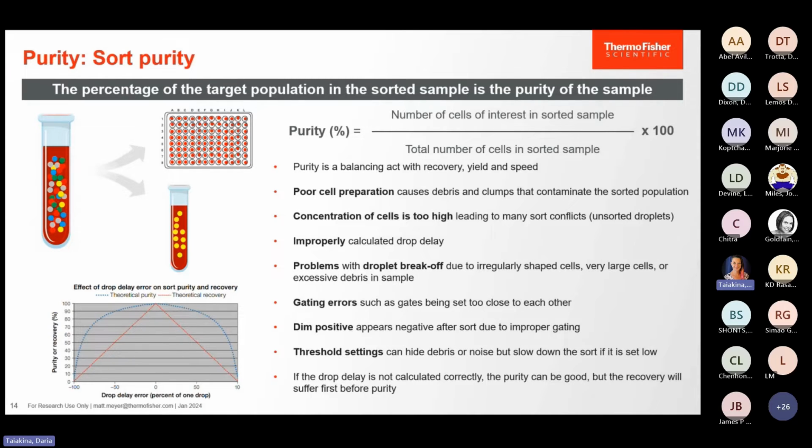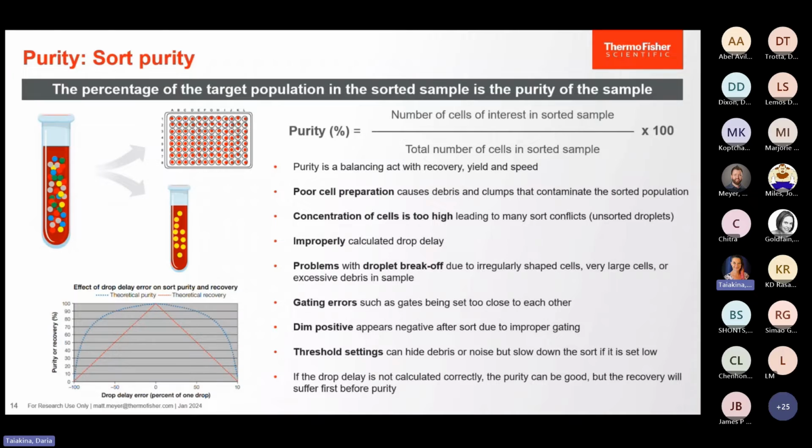On drop delay, this is a very interesting chart on the bottom left, where you have theoretical purity and theoretical recovery. You can see from the blue curve that your purity is going to stay pretty high, even though your drop delay error is off. But when looking at theoretical recovery, that has a much steeper drop off. So this chart is basically showing that if you're slightly off in drop delay, that can certainly lead to reduced purity, but you can be off by a decent amount and still maintain a decent purity.